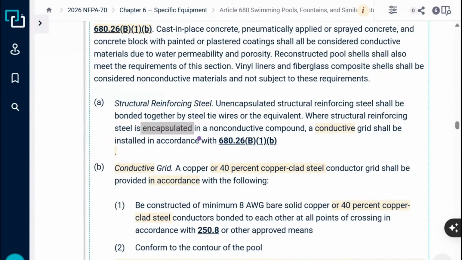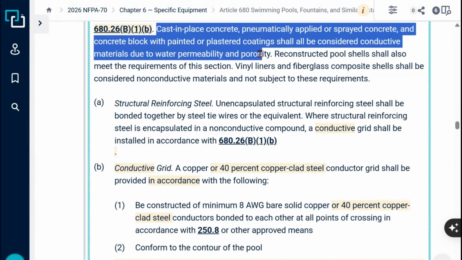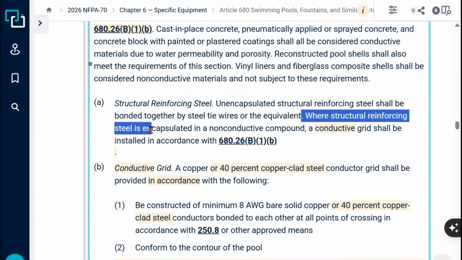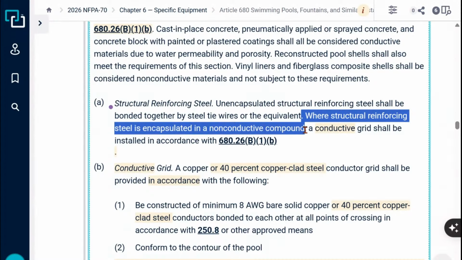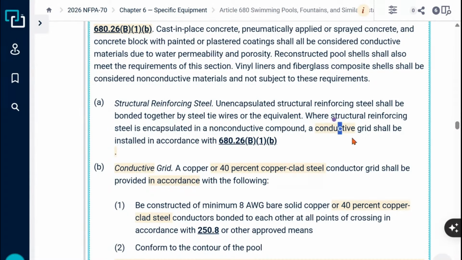has to be installed. So this is again one of these. It's a conductive pool shell, and it's being constructed of the structural reinforcing steel. If it's unencapsulated, you're great. If it's encapsulated, then it says right here, where the structural reinforcing steel is encapsulated in the non-conductive compound, a conductive grid shall be installed in accordance with 680.26(B)(1)(b), which is right here. Which is right below it.